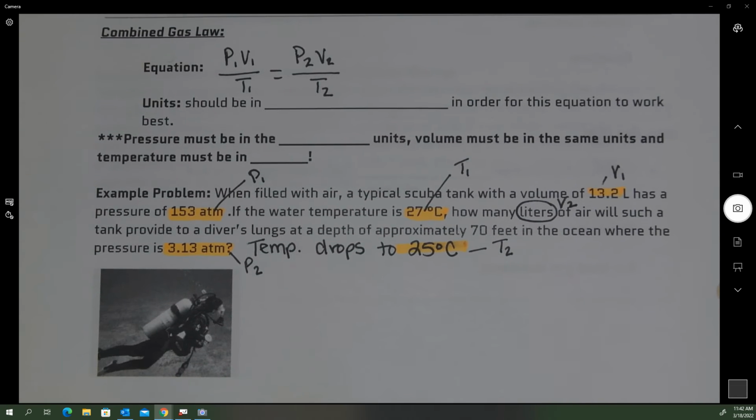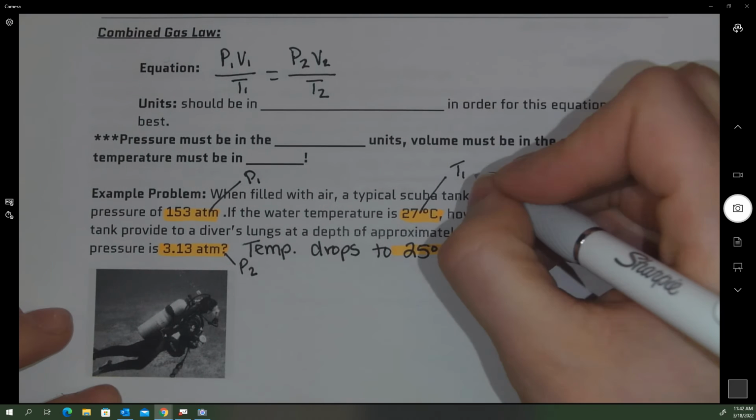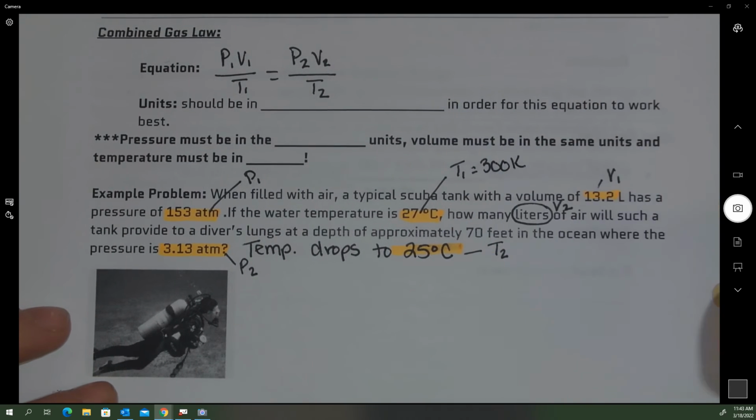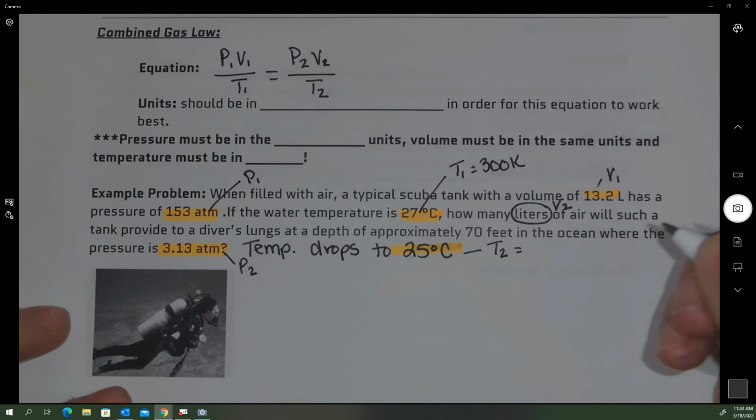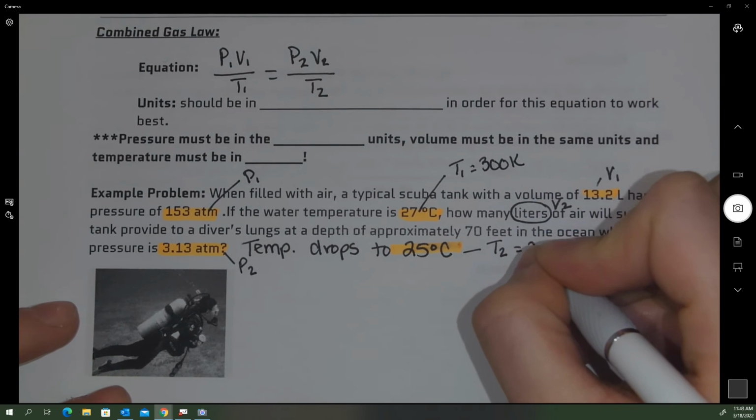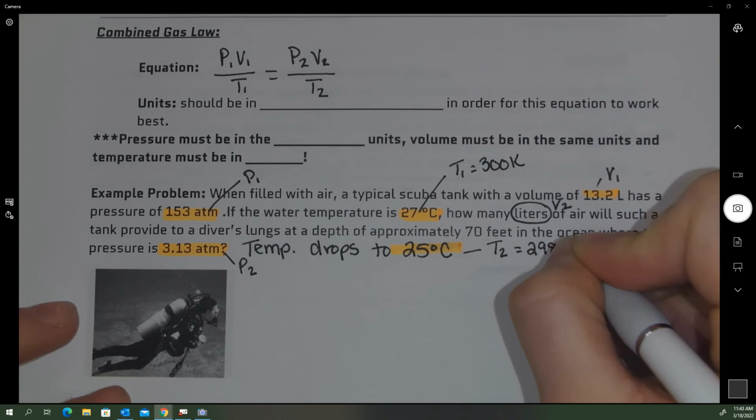So the next thing that we need to do is convert all of our temperatures over to Kelvin. So 27 plus 273 is going to equal 300 Kelvin. And 25 plus 273 is going to equal 298 Kelvin.